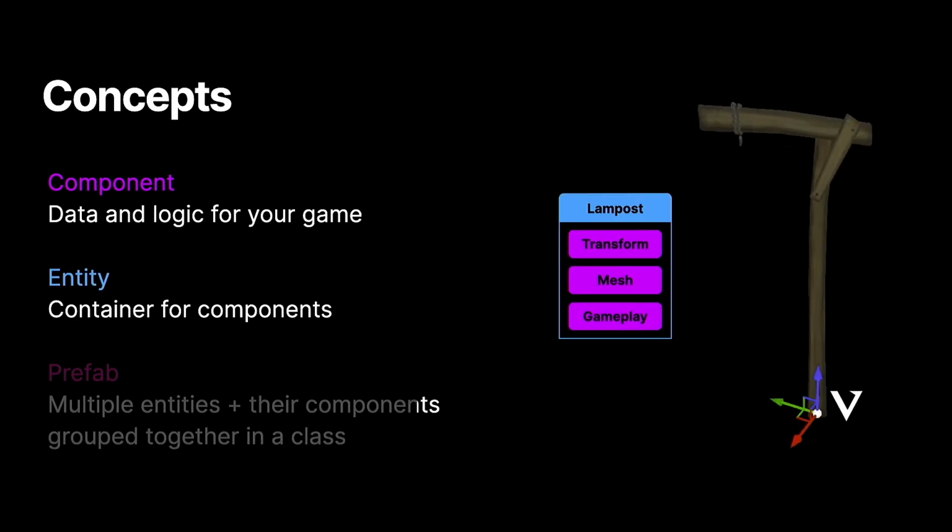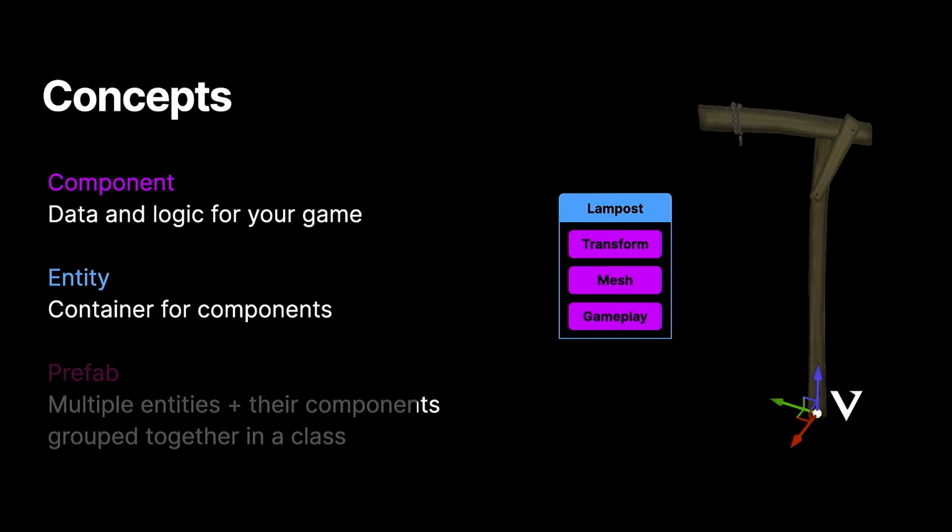Next up, we have entities. So entities are a container for your components. So if we wanted to build our lamppost here, this would be an entity. We can name it lamppost. It's going to contain a transform. It's going to contain our mesh. It's going to contain our gameplay and any other components you want to throw onto it.